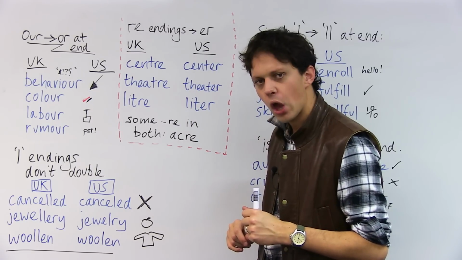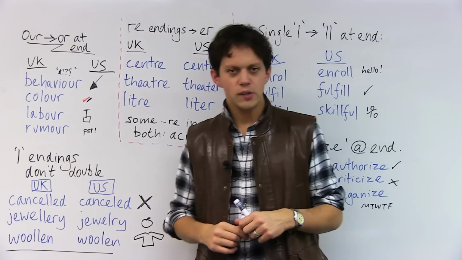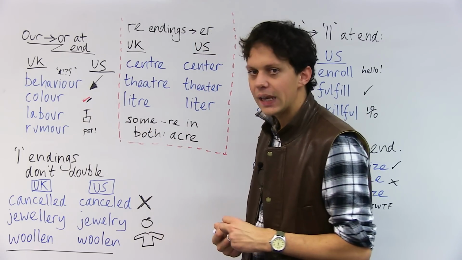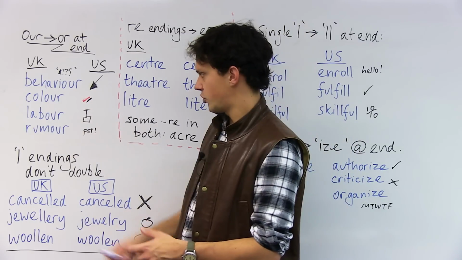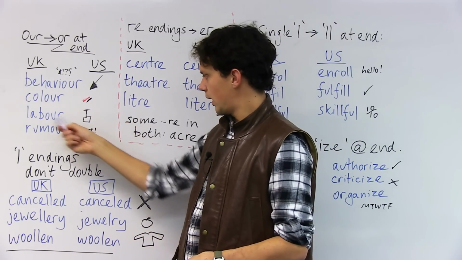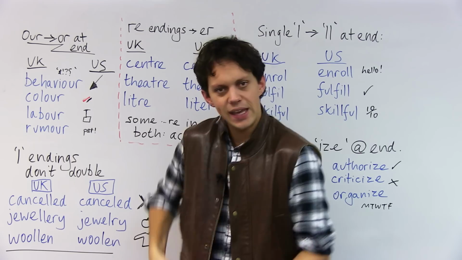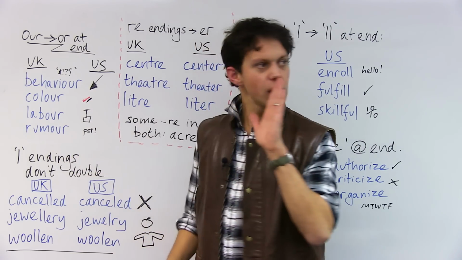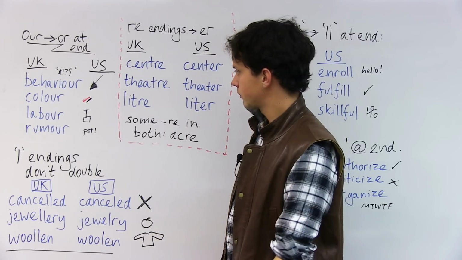O-U-R becomes just O-R. What is Benjamin talking about? Well, I've got four O-U-R ending words from British English spelling. Behaviour, colour, labour, that's a little spade there for digging, doing a bit of manual work. Rumour, passing a rumour about someone.